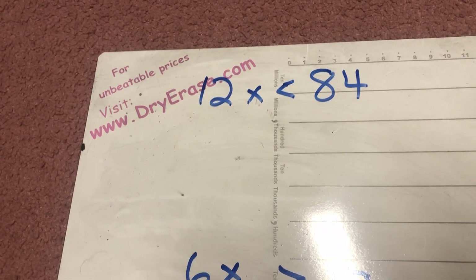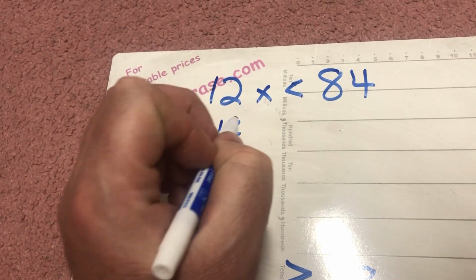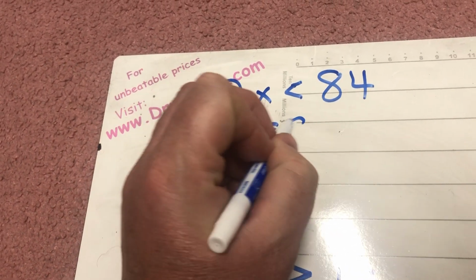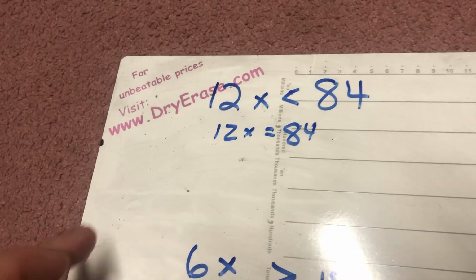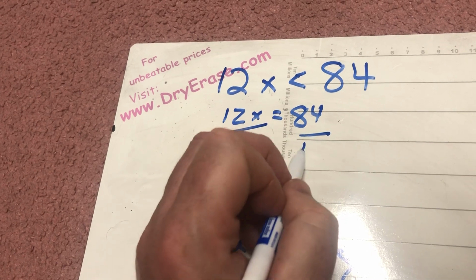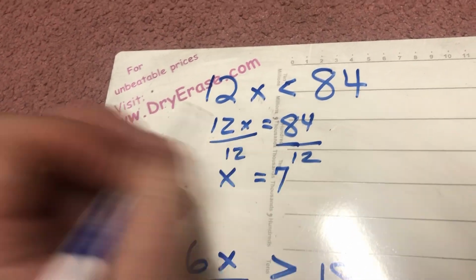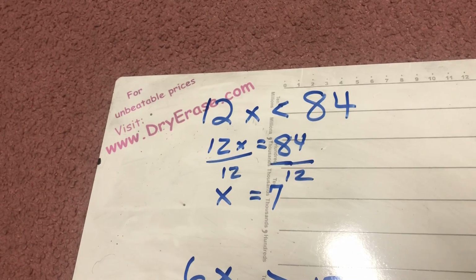12x is less than 84. Well, 12x is less than 84, so I'm going to set this up as 12x equals 84. I have to divide both sides by 12. That's going to give me x. I know that 84 divided by 12 is 7, so in that equation, x equals 7.